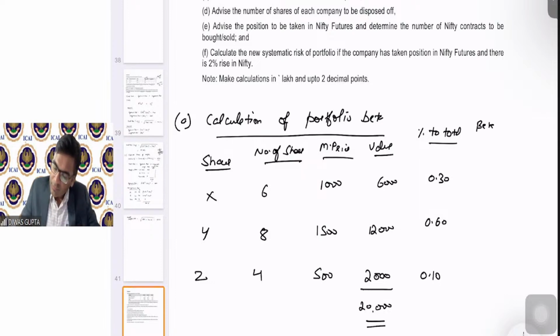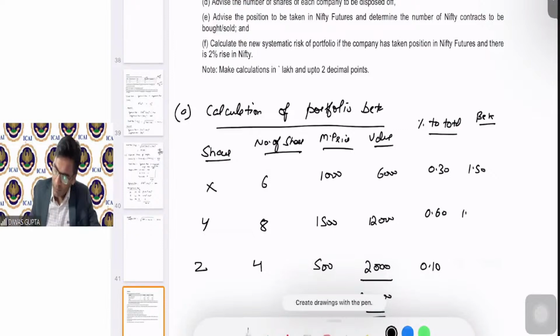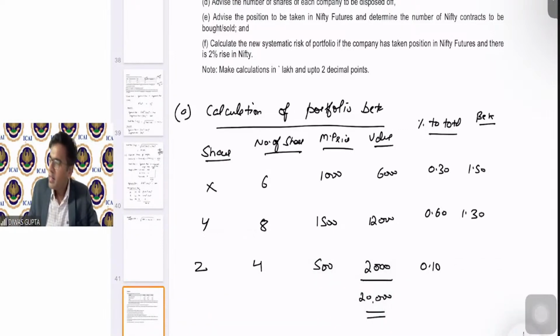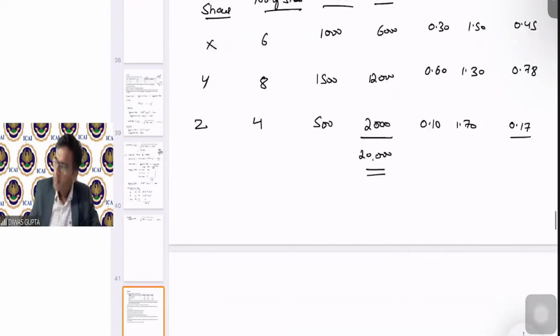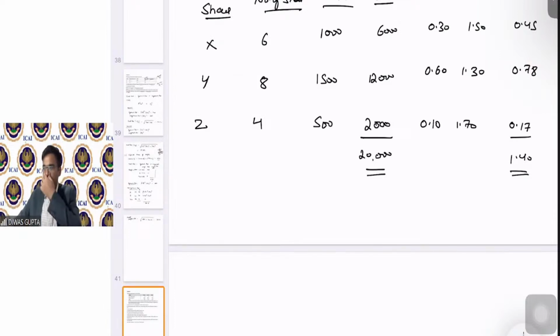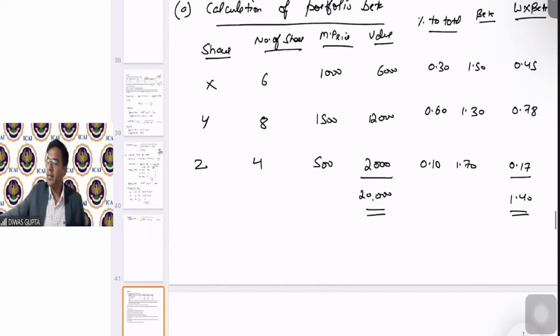Beta. Their respective betas are also given. 1.5, 1.3, and 1.7. Weighted into beta, which is 0.45, 0.78, and lastly 0.17. So the total here will be 1.40. Yes, Tanisha, very nice. 30, 60, and 10.